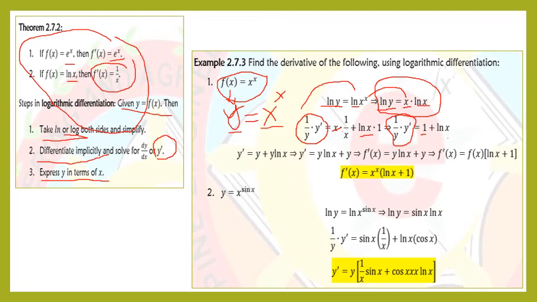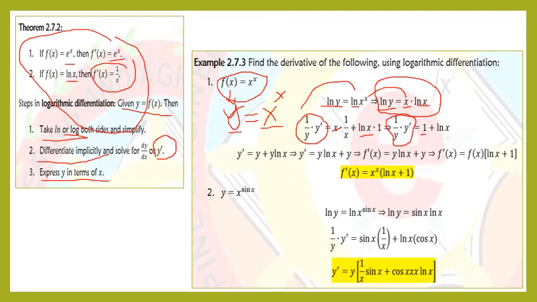So we have that, and then after that daw is isolve natin yung y prime. So, ibig sabihin nun, yung mga y prime is ilagay natin siya sa left side, and then yung mga walang y prime ilagay natin siya sa right side. Sorry, sa left side yung y prime, and then yung walang y prime sa right side. Okay, so 1 over y times y prime. Mag-times tayo dito ng y, para mawala yung 1 over y at maiwan na y prime.